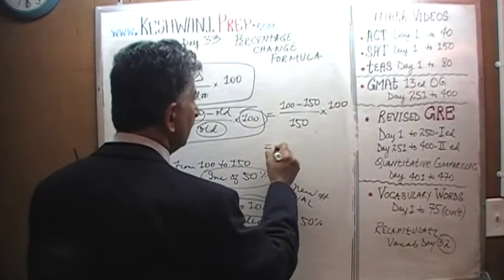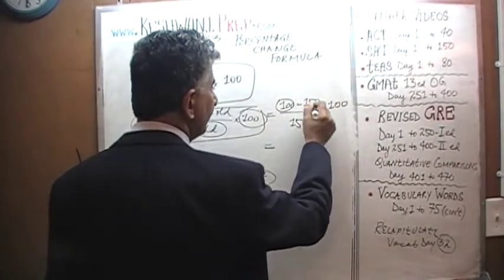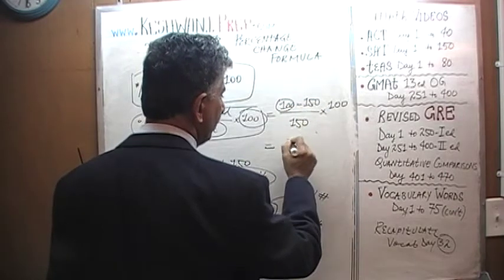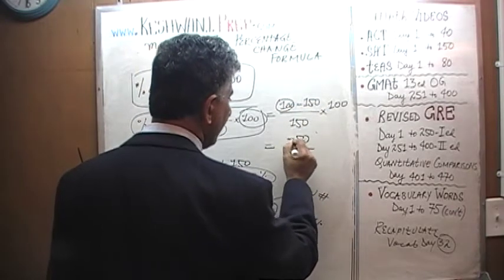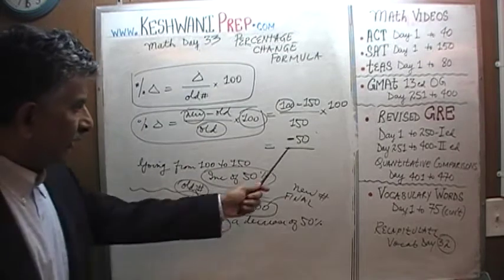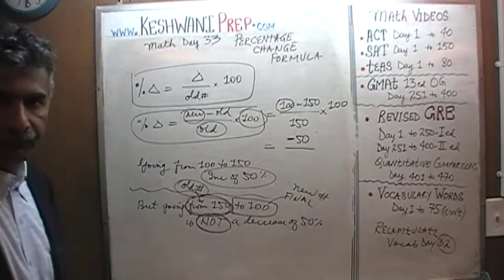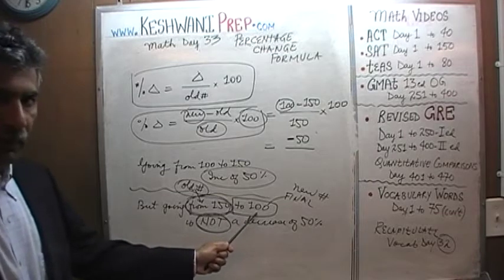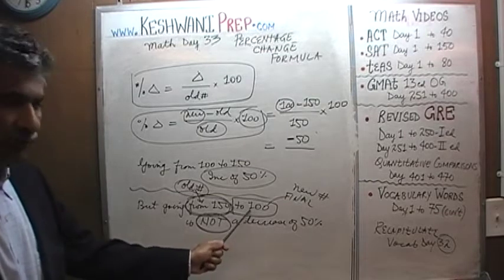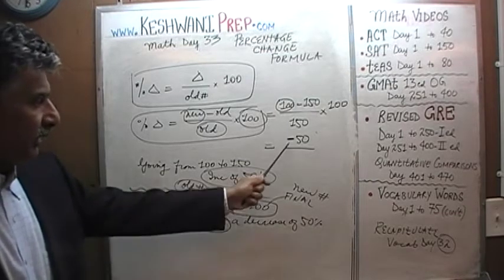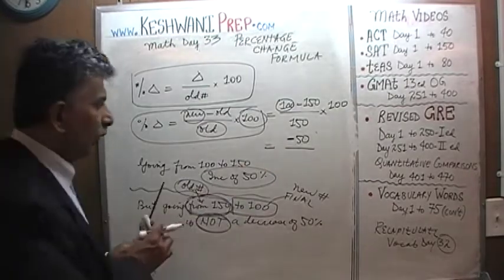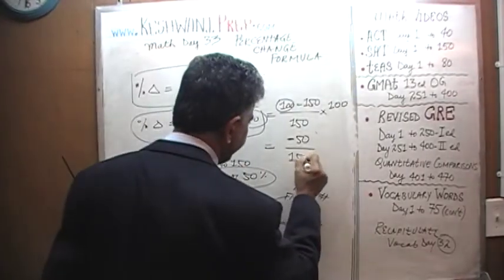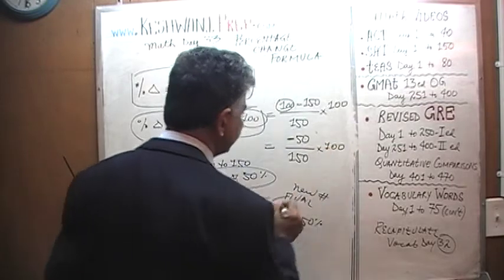Let's continue here. 100 minus 150. You see, 100 minus 150 is going to be negative 50. This negative 50 indicates that there has been a drop. Of course, there has been a drop because we began with 150, and now we are at 100. There has been a drop of 50. A drop of 50 is indicated by this negative sign. Over 150, times 100.